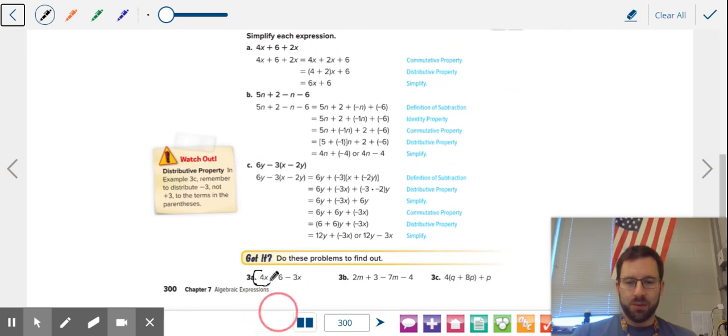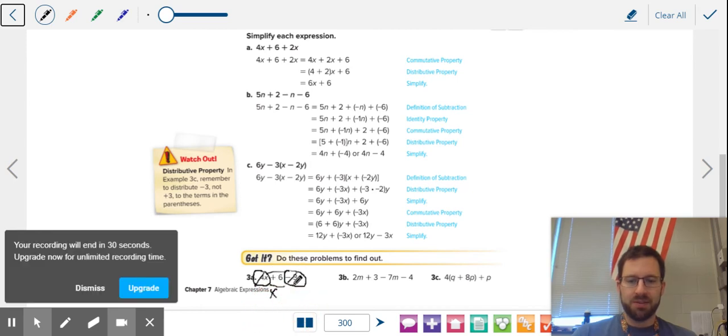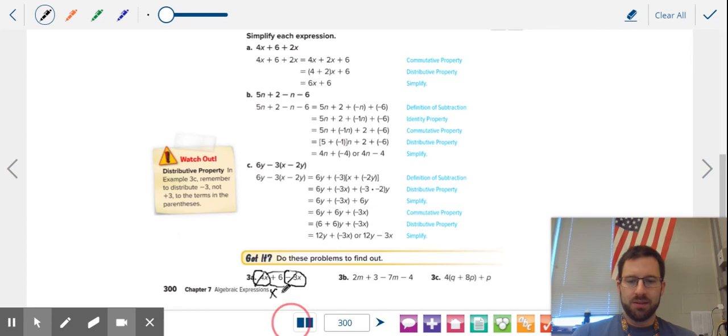First thing I see here is 4x. Any other x's? We have a negative 3x. 4x minus 3x is x, or 1x. Cross them off. Next thing I see is plus 6. There's nothing like it, so we just bring it down here.